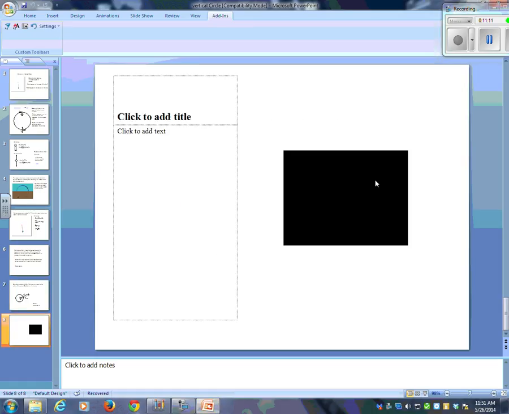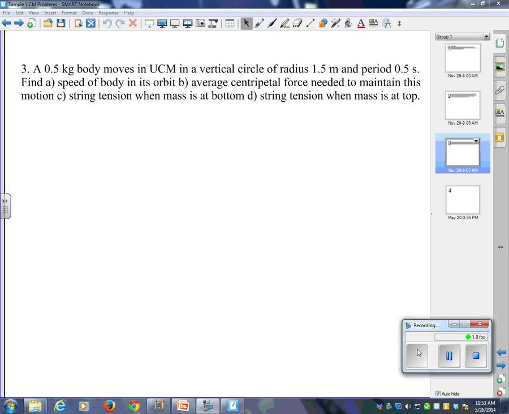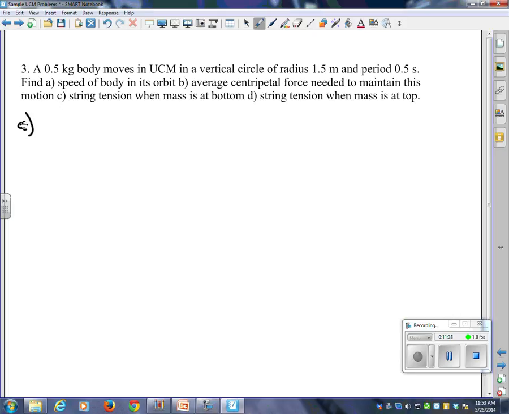All right, last sample question. A 0.5 kilogram body moves in UCM in a vertical circle of radius 1.5 meters with a period of 0.5 seconds. Find the speed of the body in its orbit, the average centripetal force needed to maintain this motion, the string tension when the mass is at the bottom, and the string tension when the mass is at the top. Okay, so part A. We need to find the speed of the body in its orbit. What's a uniform circular motion formula that you know that has v in it, or speed?